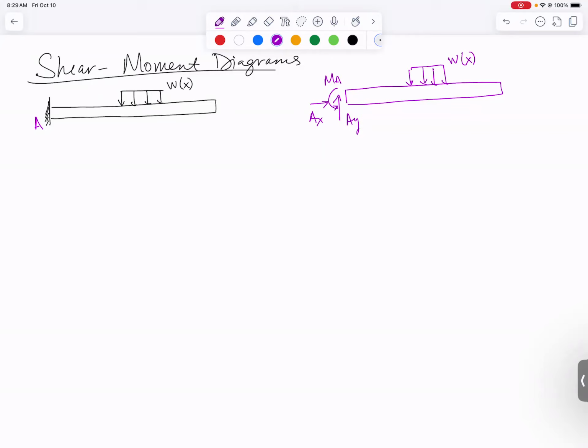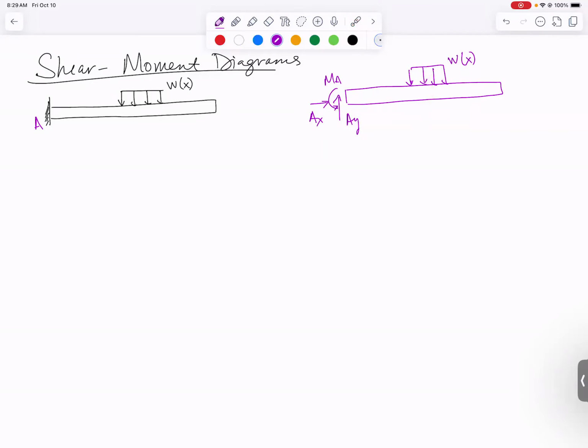Use your equilibrium equations, solve for those reactions. You would find that AY has to be exactly equal to the area under this distributed loading curve. That's the only downward force on it. AX would actually equal 0. And that moment would come out to be counterclockwise because it has to balance the fact that this distributed load is going to cause a clockwise moment about point A.